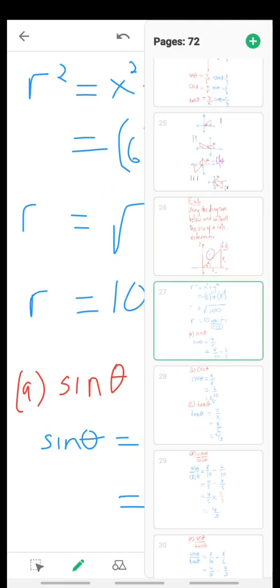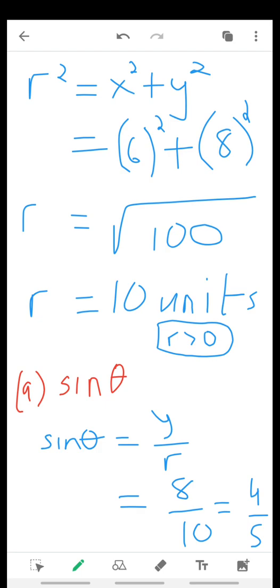Using what we call the theorem of Pythagoras. The theorem of Pythagoras says the square of the hypotenuse is equal to the sum of the squares of the other two sides. Therefore, my r squared equals 6 squared plus 8 squared, which is 100. Then I take the square root on both sides. Then r is equal to 10 units.